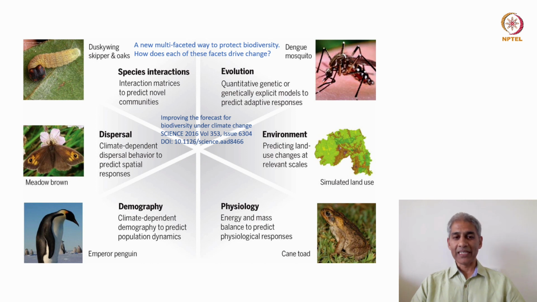We can look at population level changes, so look at demography. We can look at dispersal, so basically how species are responding and changing their spatial distribution. Or we can look at interactions, so insect, plants, predator, prey. And finally, we can look at questions of evolution. So are species actually evolving in order to respond to climate change? And so using this kind of umbrella, we can try and study the different aspects of biodiversity and ask how each of these facets is getting affected by climate change.